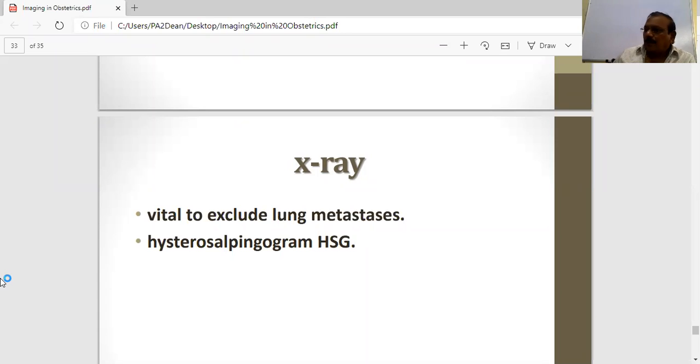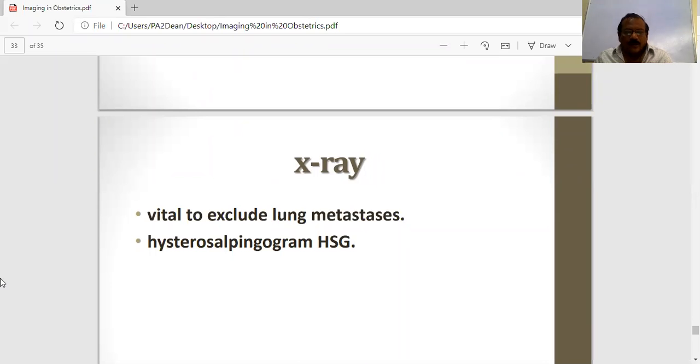Thirdly, we will be able to detect the missing loop, that is the intrauterine contraceptive device. When the patient comes with a complaint that she is not feeling the threads of the loop, the possibilities are, one, it must have perforated the uterus and gone into the peritoneum. Secondly, it must have been displaced in the uterus, or it must have expanded. So by taking an X-ray, we will be able to know where the IUCD is.